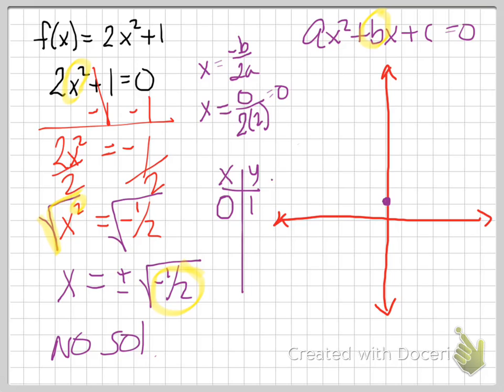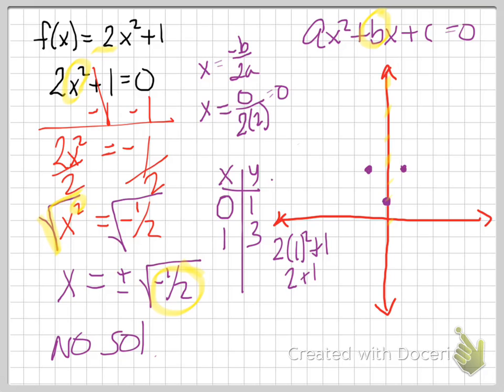It is facing up. I know it's facing up because this is positive. So I'm going to pull a few more points out of there just to make sure. So I'm going to put 1 in there. If x is 1, then I get 2 times 1 squared plus 1. So that's 2 times 1 is 2, plus 1 is 3. So over 1, up 3. And remember that this is my line of symmetry, so there must be a point over here too.